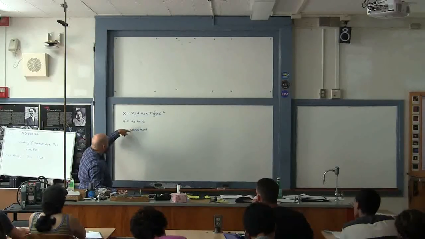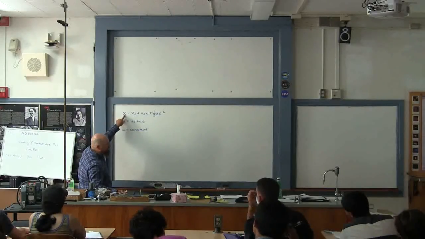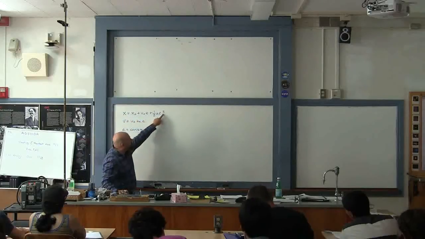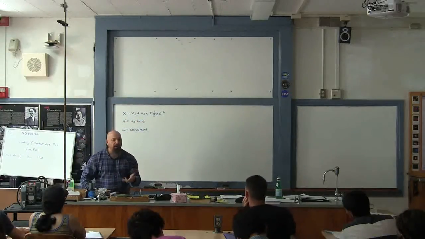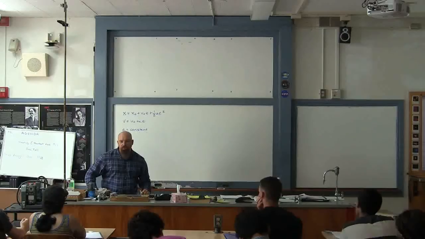A little bit later after that, however, is position as a function of time. The position as a function of time is a quadratic. And what type of graph or curve is always associated with a quadratic? Parabola. It's a parabola. That's correct.